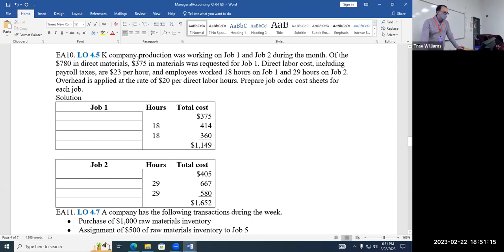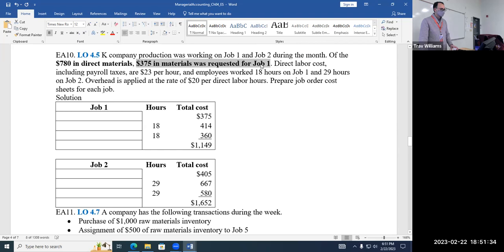Let's see. This company was working on job 1 and job 2. There were $780 in direct materials costs between the 2 jobs. 375 of that was for job 1. What we need to do here is basically fill in what's what. So we see that $375 right here, right? So that's direct materials.